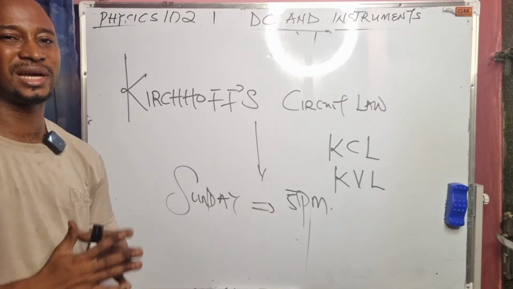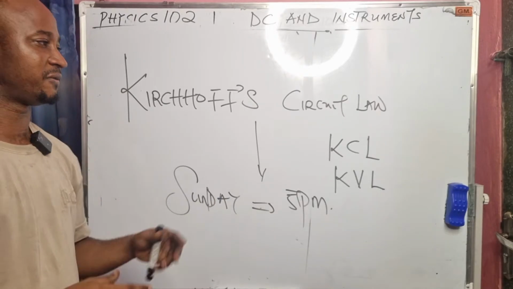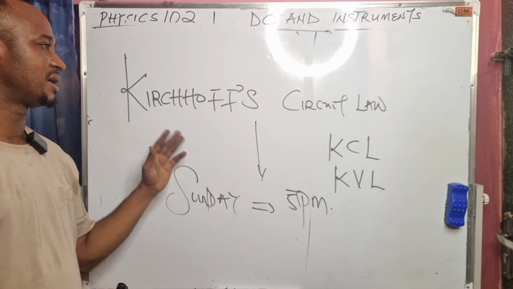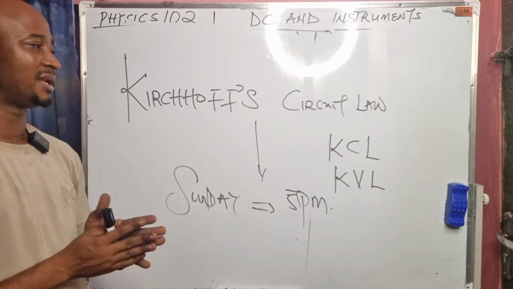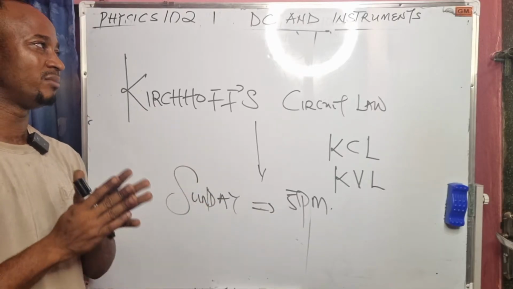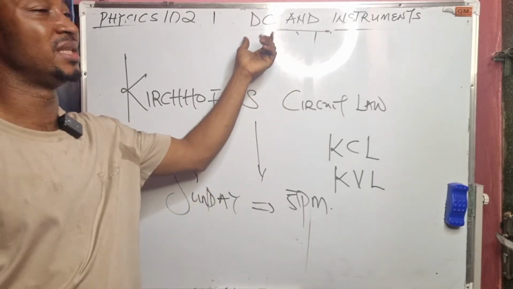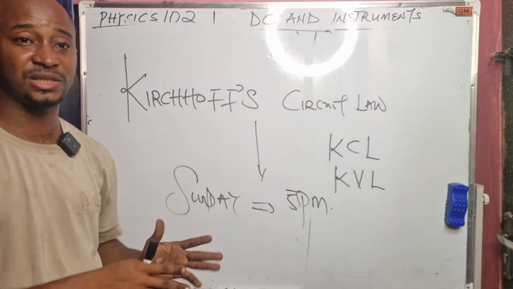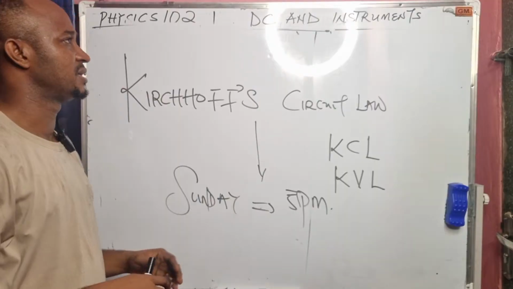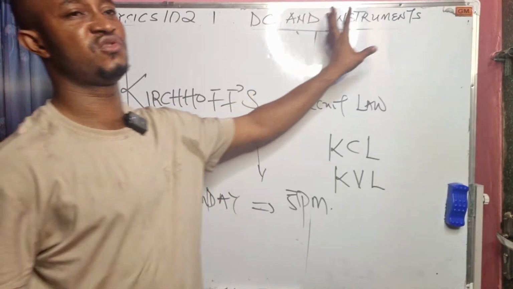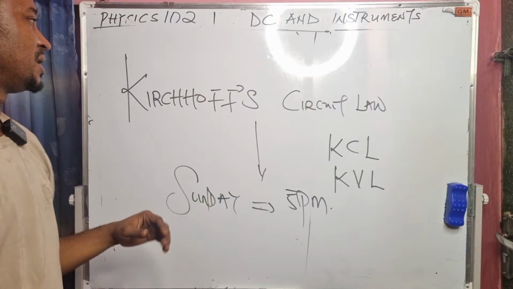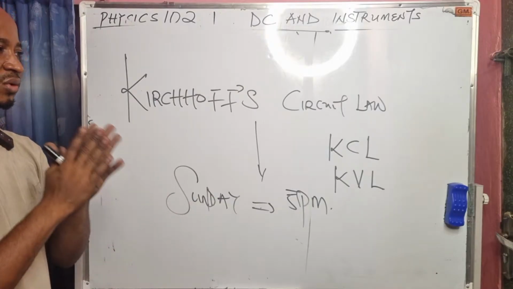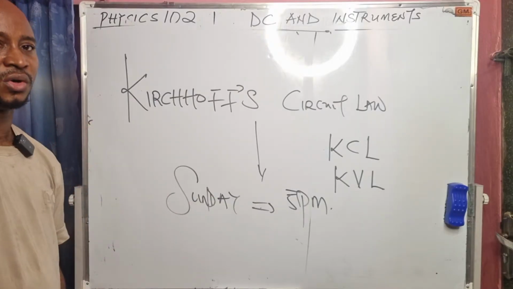So it's a class that you cannot afford to miss. Inform your friends, inform your colleagues. Tomorrow, being Sunday, by 5 p.m., we shall be looking at Kirchhoff's circuit law. Then after Kirchhoff's circuit law, we move into the instruments used in DC, like the meter bridge, the potentiometer, how to convert using shunt resistors, the multipliers, and all of that. Those aspects fall under instruments. But for tomorrow's class, the only thing we shall be dealing with is Kirchhoff's circuit law. We shall look at the first and the second law of Kirchhoff.